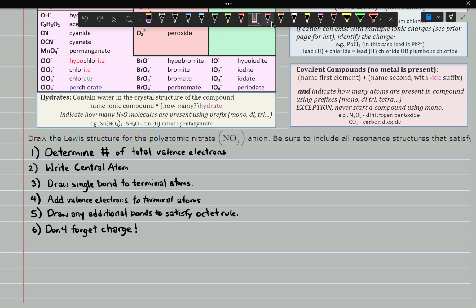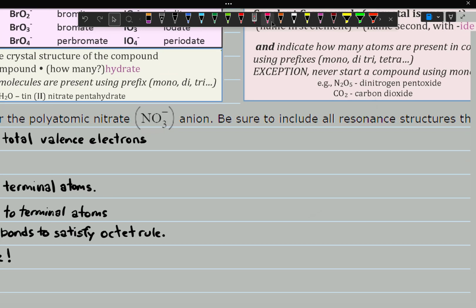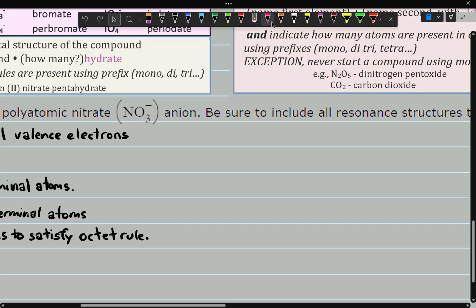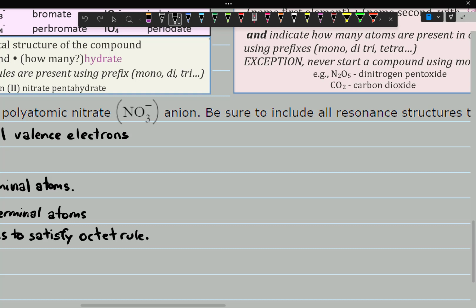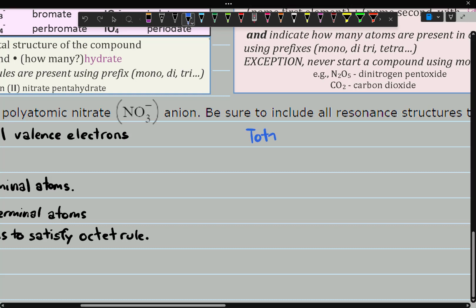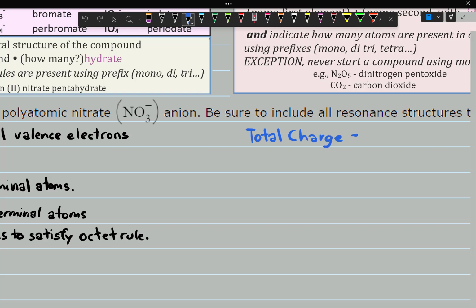And then don't forget to add the charge at the end, which is going to be whatever charge is shown here. In this case, this nitrate has a total charge of -1. So we're going to want to note that the total charge is -1.